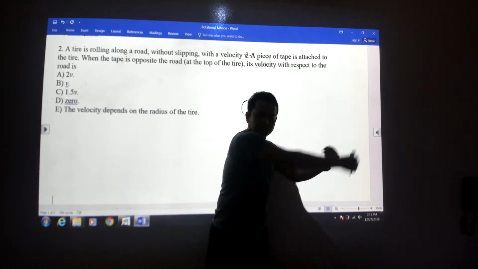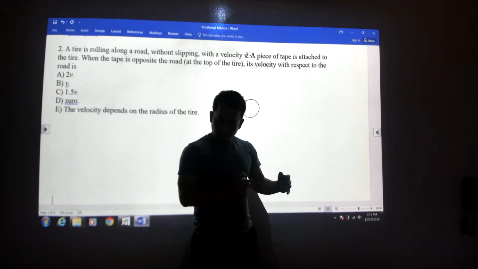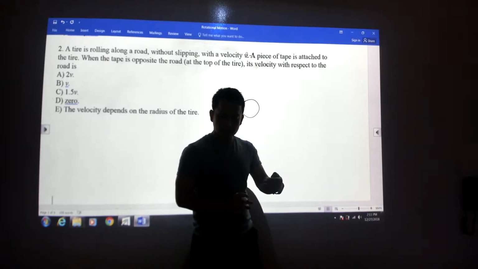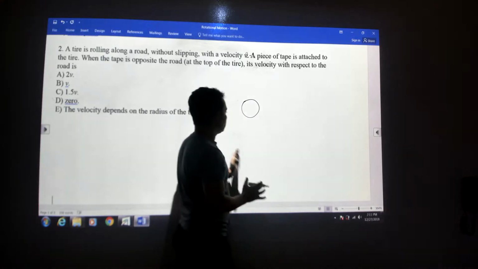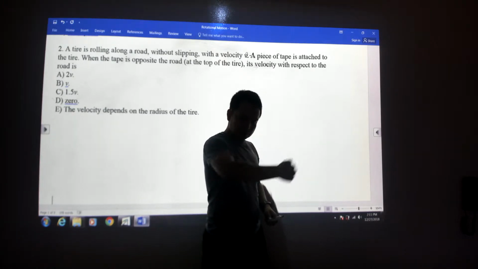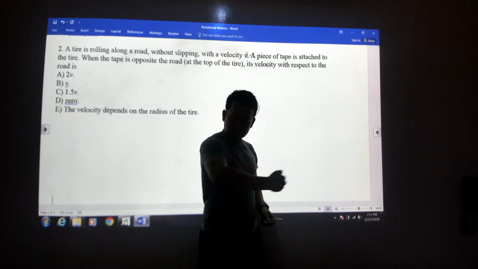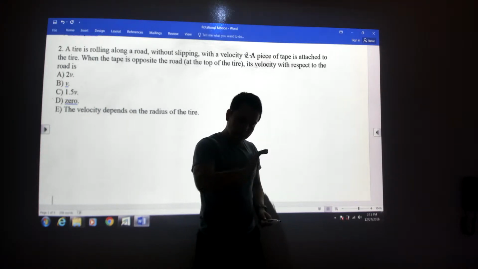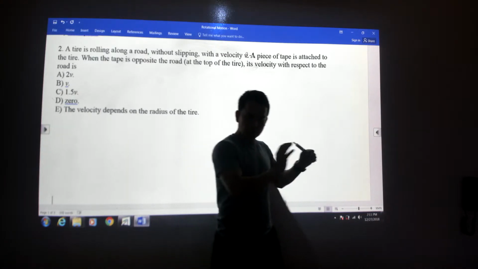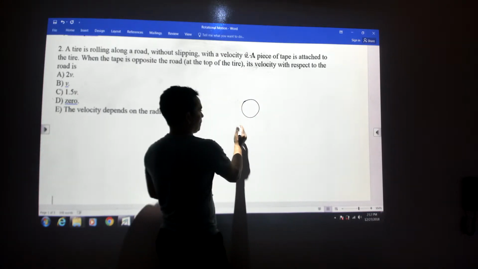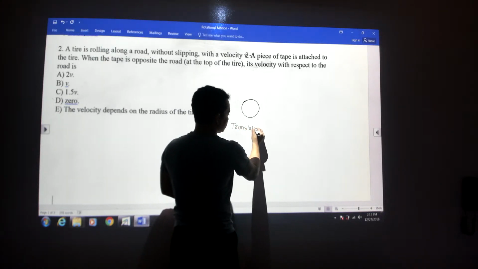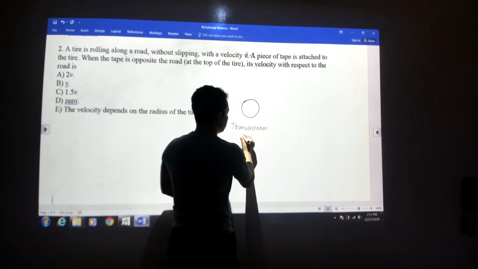Okay, so this rolling motion without slipping can be thought of as two independent motions. The one is the linear motion, which is moving in a straight line, and the other is just the rotational motion. The linear motion and the rotational motion, if we combine together, then that becomes a rolling motion. So this is a translational motion.